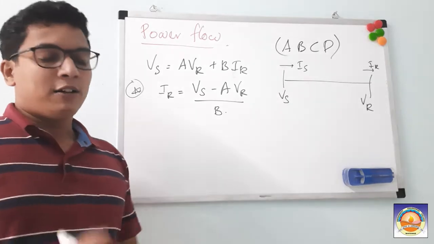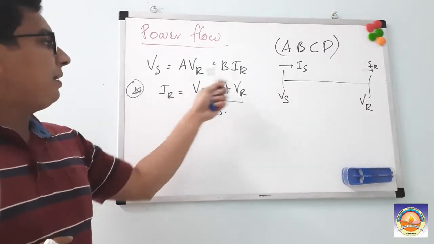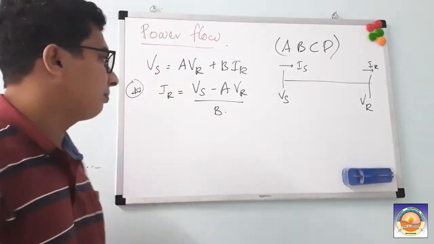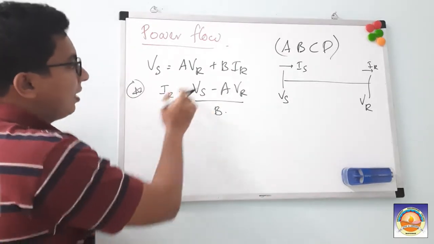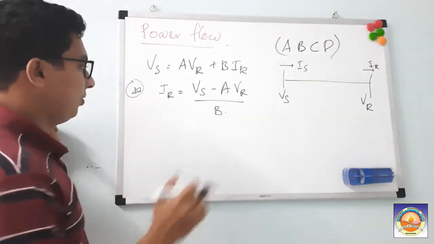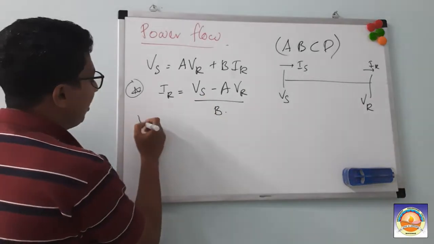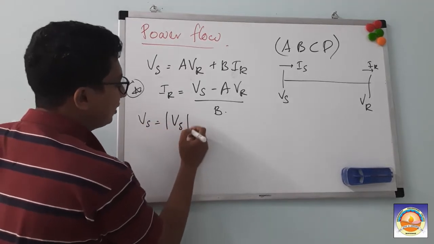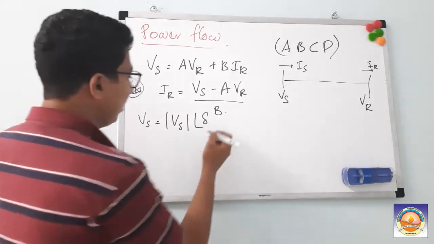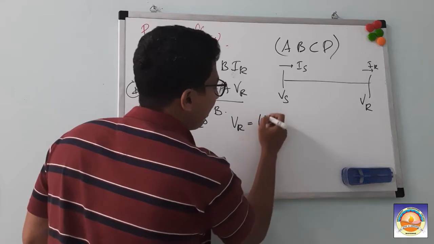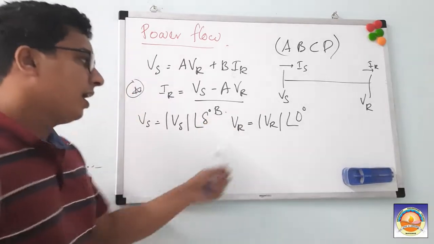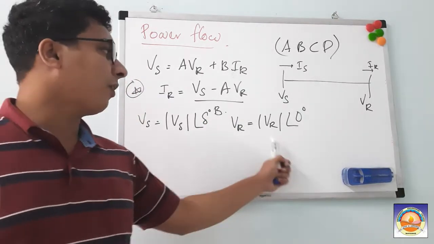I have told you that when you are taking a general case, your ABCD parameters are all complex numbers. So in this equation, let us take all of these elements in polar form. I am going to write Vs as magnitude of Vs with an angle of delta. The sending end voltage is Vs at an angle of delta, and Vr I am going to take as reference, so Vr is at an angle of 0 degrees. The receiving end voltage is my reference here.